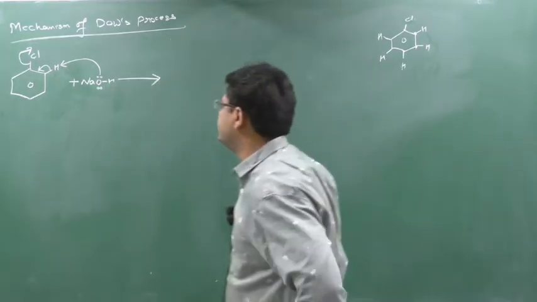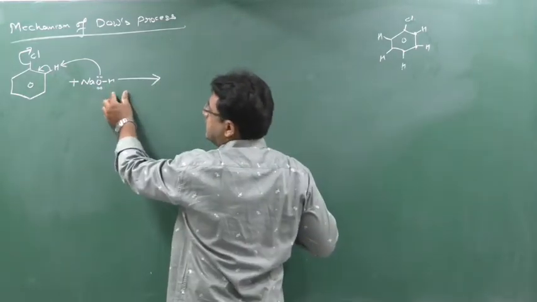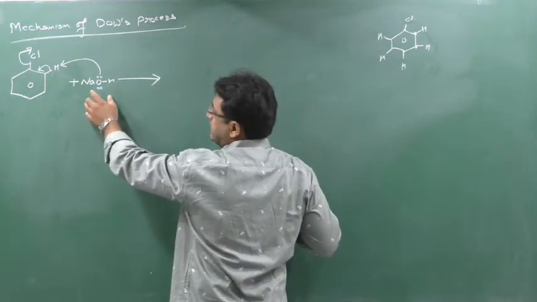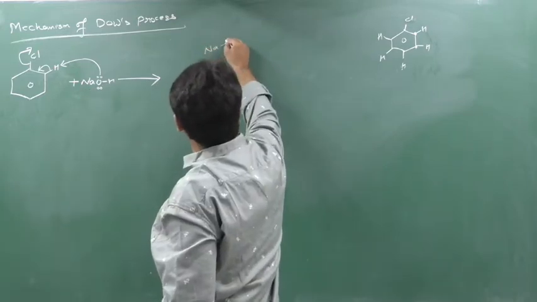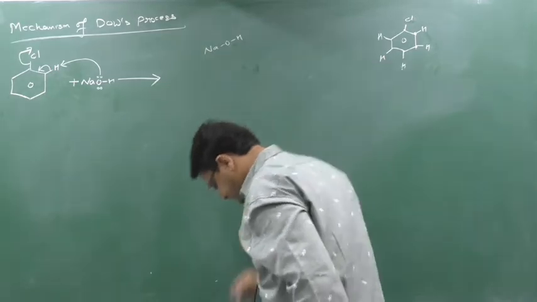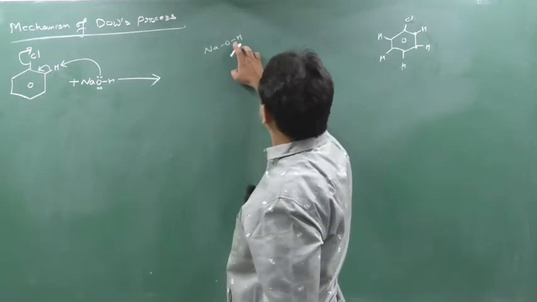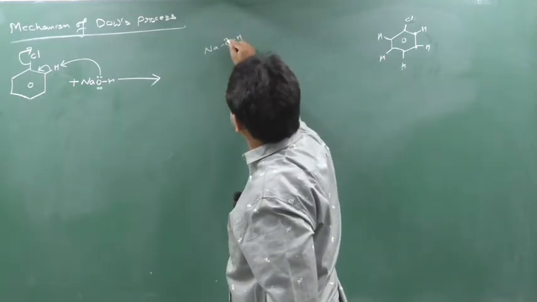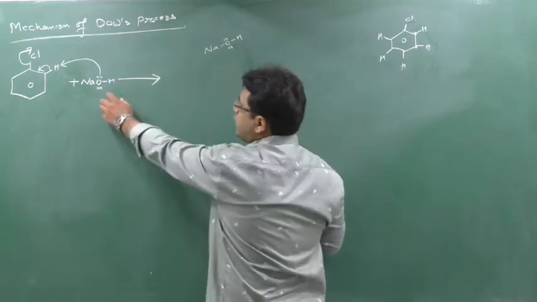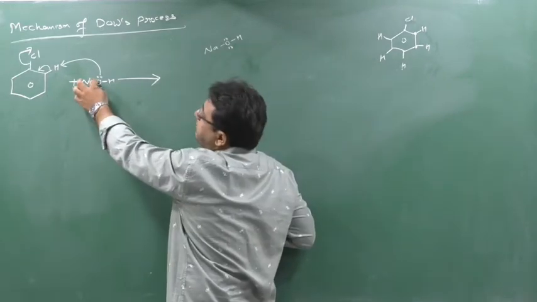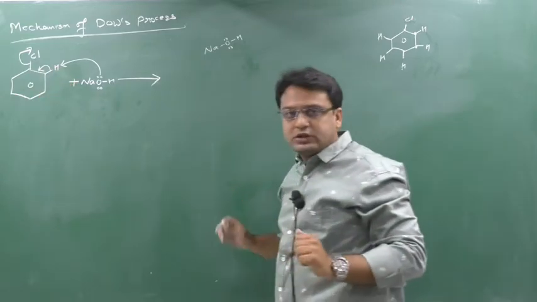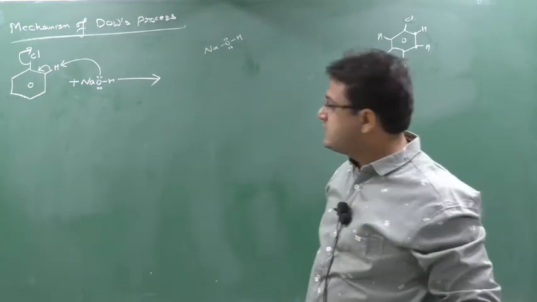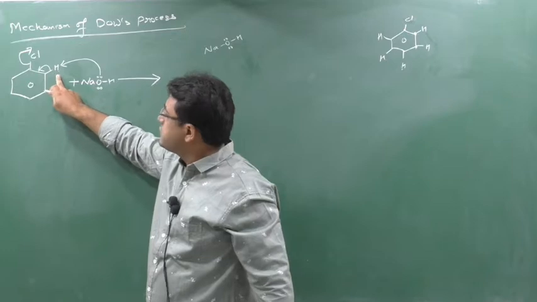Understood this logic? NaOH, the oxygen, check it out, NaOH: 1, 2, 3, 4, 5, 6, 7, 8. So out of 2 lone pairs, 1 lone pair will be donated to this hydrogen. Why this hydrogen? Because this hydrogen is H plus. Why is this hydrogen H plus? Because this hydrogen is more acidic.